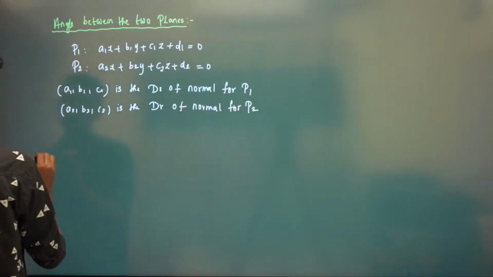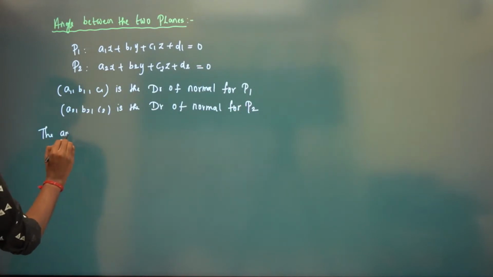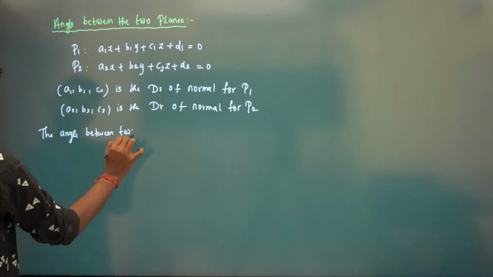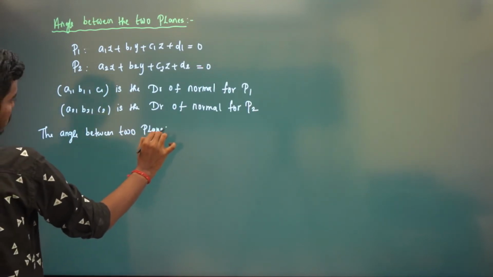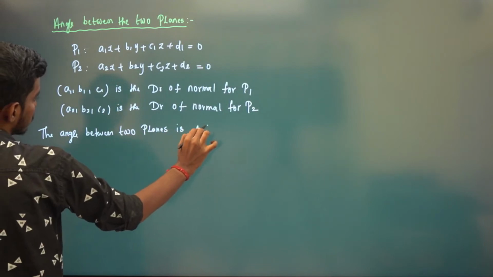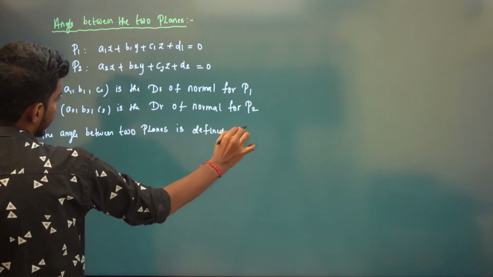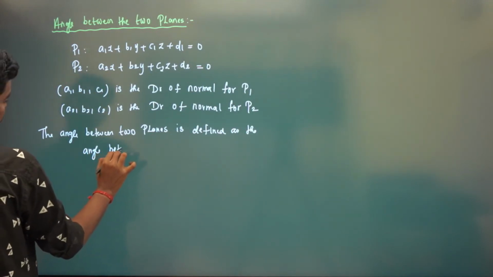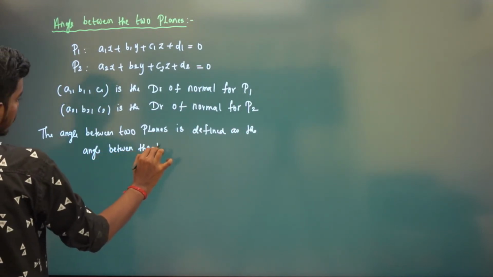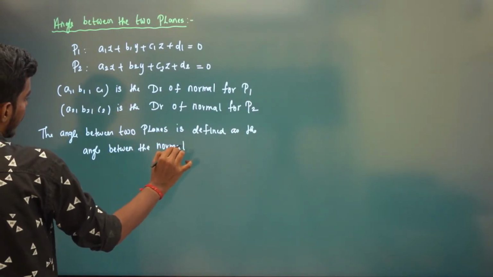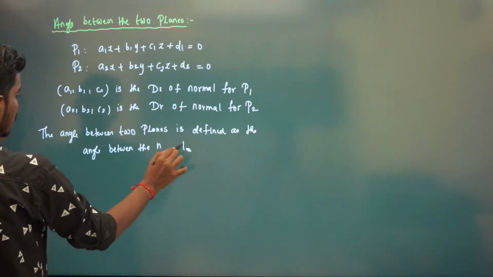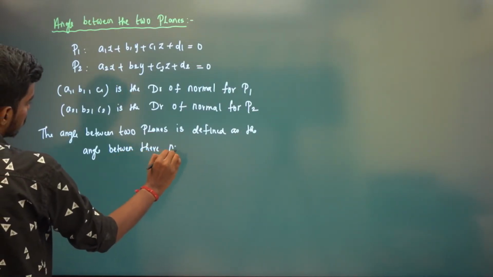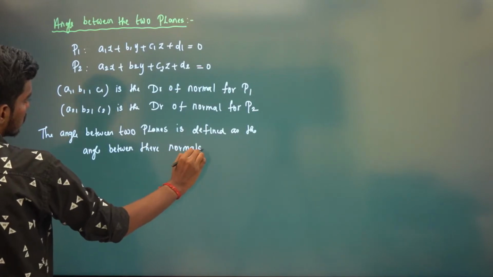So the angle between the two planes is defined as the angle between their normals, right?